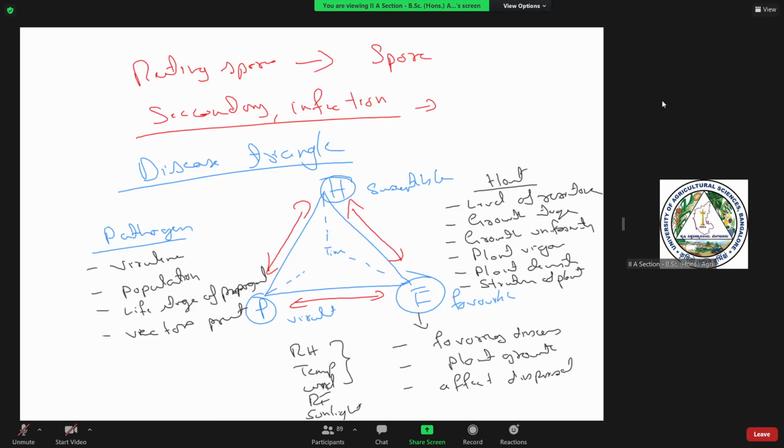Like, for example, if one side is zero, that is, if there is no host at all, you cannot see a disease. Or if the environment is not favoring, then one side is zero. And in case one side is large, then the disease size can also be large. Though you have less pathogen inoculum, if the susceptible host is available, still you can see a disease.